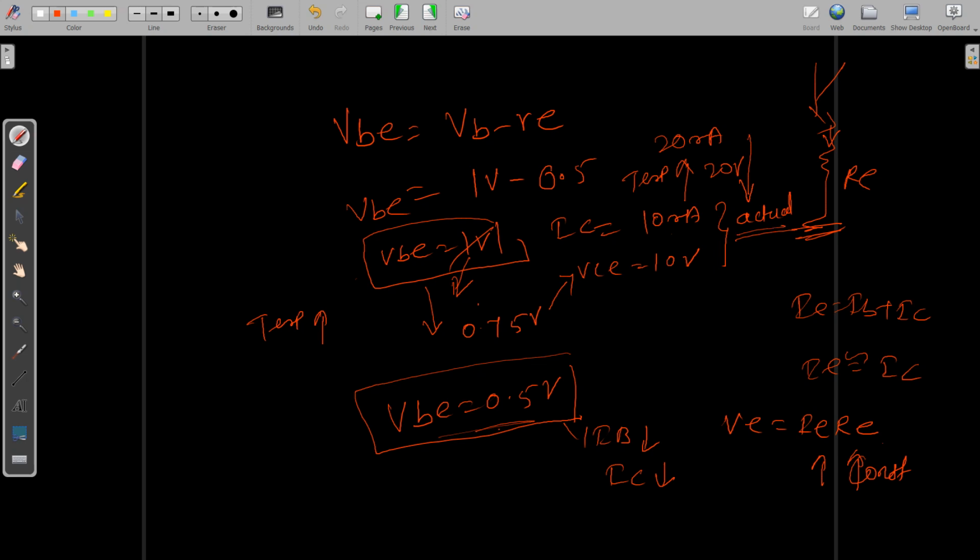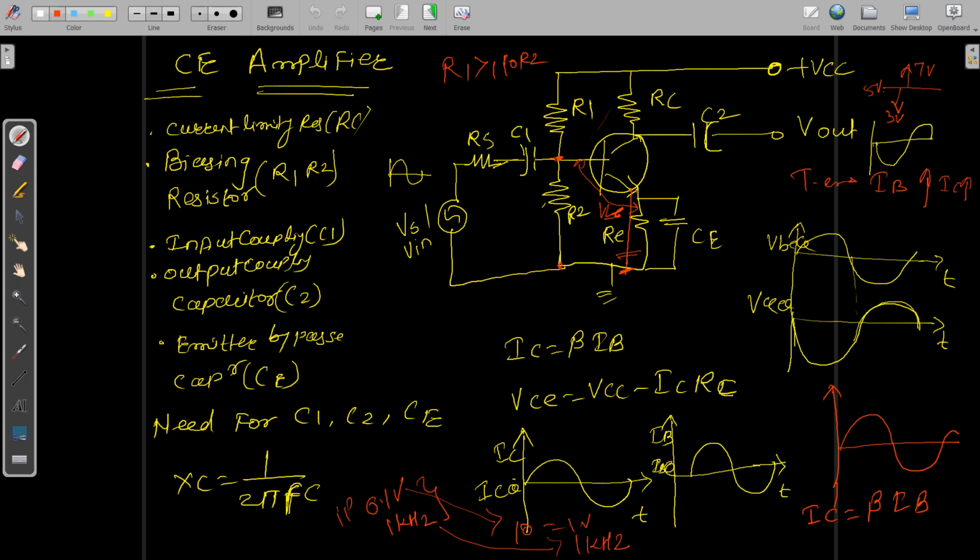That means, by providing a resistance from the emitter terminal to the ground, you are going to get some voltage drop across it. Because of that, if there is an increase or decrease of the temperature, because of which the base and collector currents are changing, the same effect you will observe across the RE, and due to that you are going to have some kind of compensation, and this compensation provides stability for the transistor against temperature variation. So that's the reason we call this resistor a stabilization resistor.